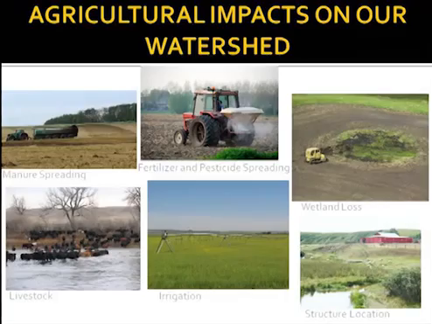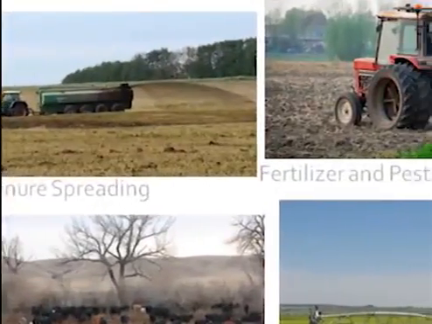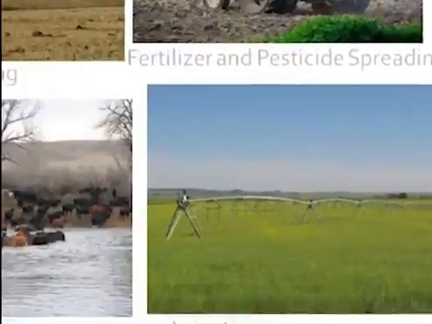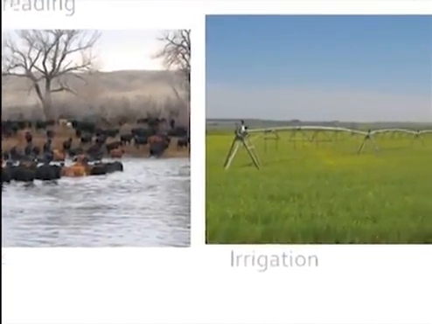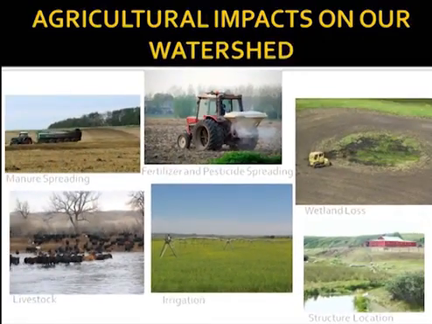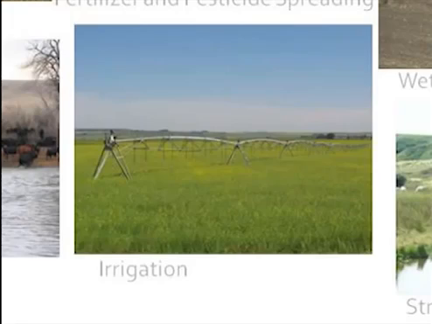Then with agriculture, we have manure spreading, fertilizer and pesticide, wetland loss, livestock into our waterways, irrigation. We're now using drip irrigation more than spray irrigation. So with the spray irrigation from when I was a kid, 80% of the water was lost to evaporation, whereas now we're starting to see systems that put more into the crop.